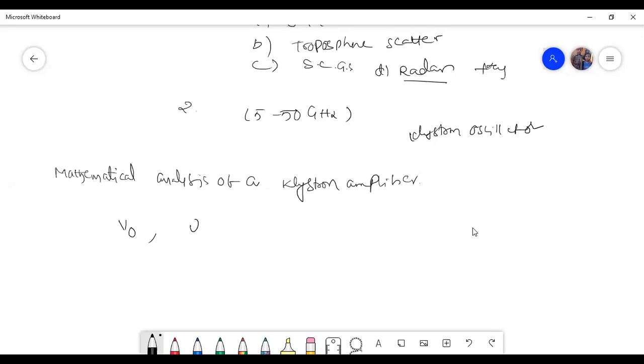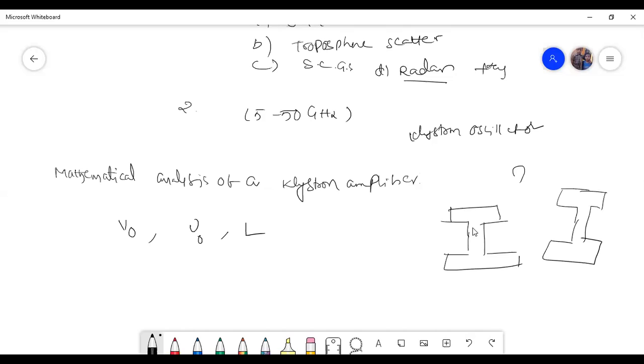and small v0 is the velocity of the electron, and capital L is the drift space length. Actually, you can draw the cavities like this also, don't confuse. This is one cavity, this is another cavity. Suppose this is the drift space, this is L, and this is RF in, and this is RF out.